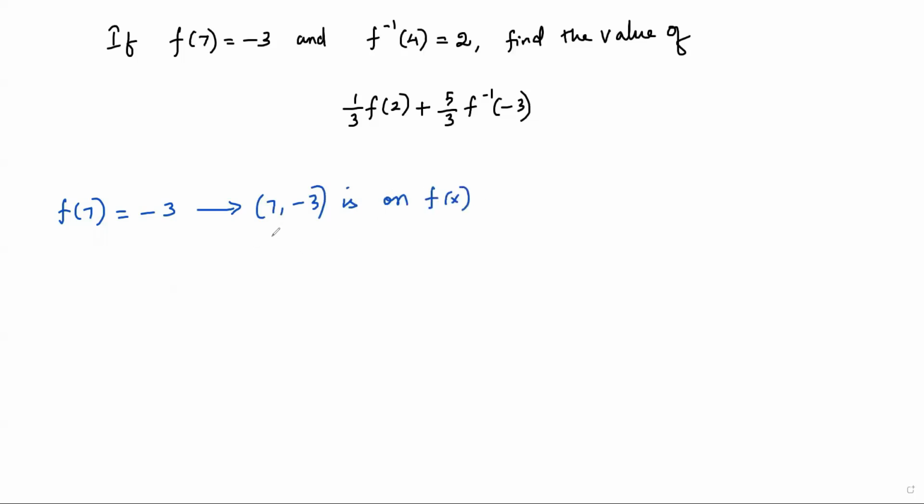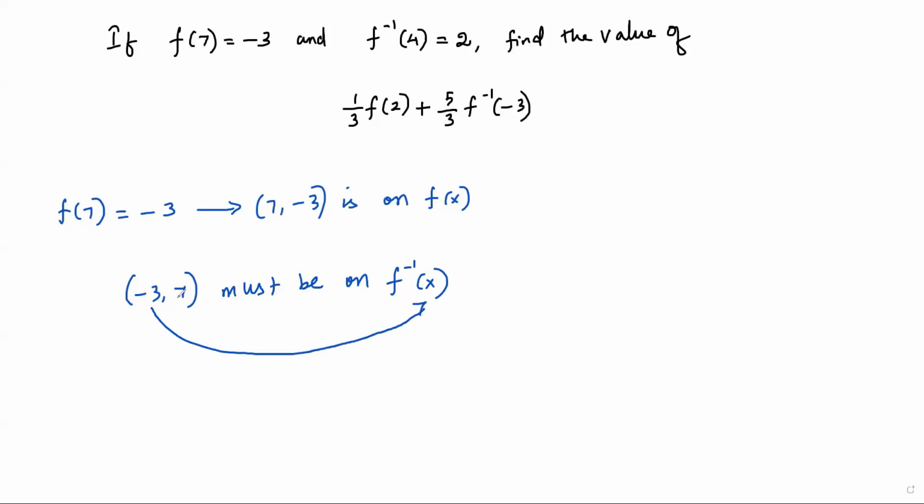In this point 7 comma negative 3, 7 is the x coordinate and negative 3 is the y coordinate. What if I switch the x coordinate and y coordinate? I'll get a new point, negative 3 comma 7. If the point 7 comma negative 3 is on the graph of f of x, then the point negative 3 comma 7 must be on the graph of f inverse of x. That is, if I plug in negative 3 for x into f inverse of x, the result must be 7. So f inverse of negative 3 equals 7.